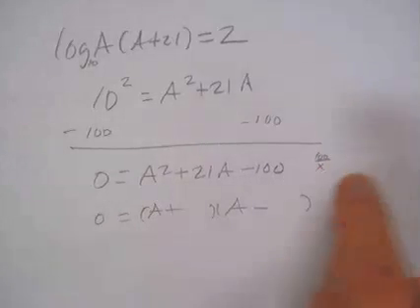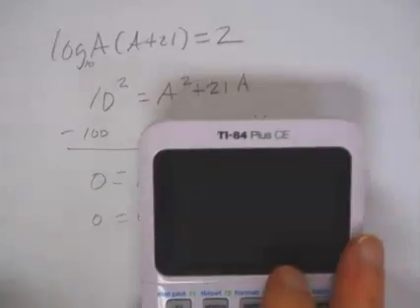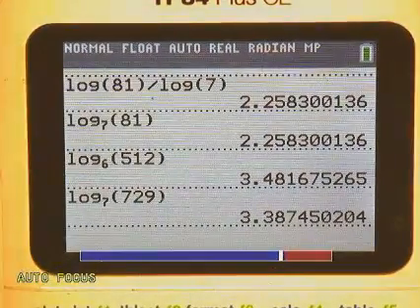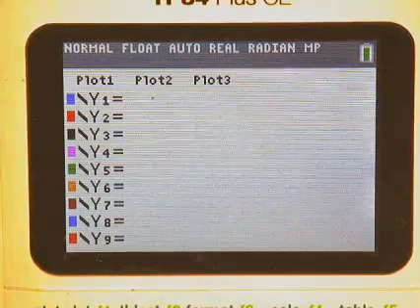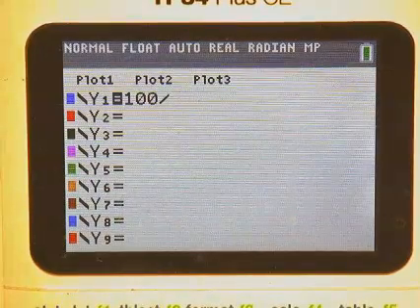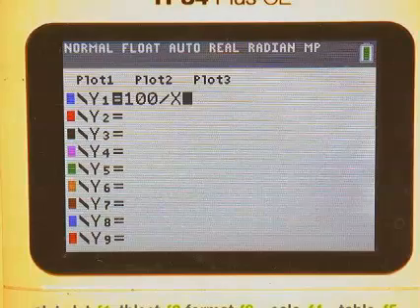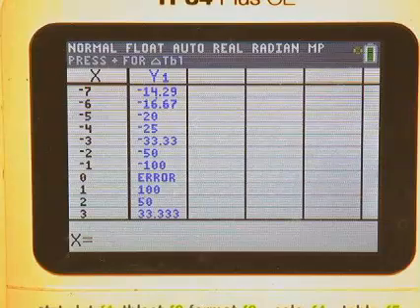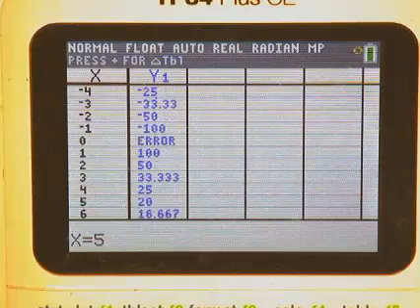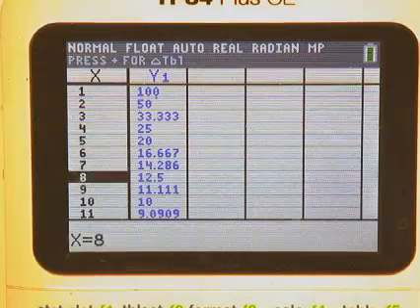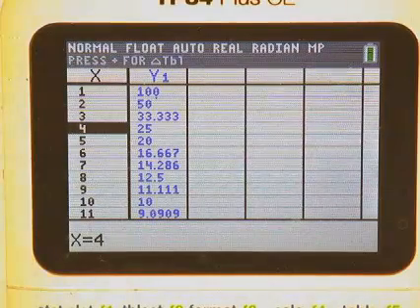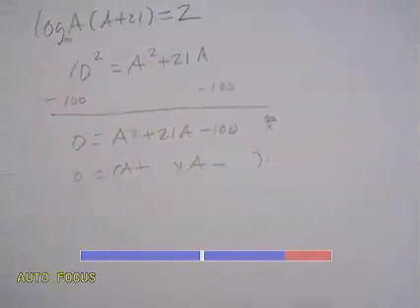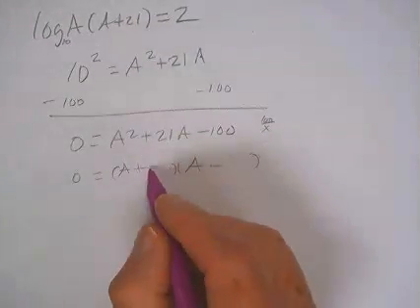If you don't know what they are, you can always put this in y equals. So let's do it. Let's put in y equals 100 divided by x, and I'm looking for two numbers. Go to the table, second graph. There they are, right there. 4 and 25. Okay, 4 and 25, this doesn't seem too bad. And the biggest one is going to go with the plus sign.